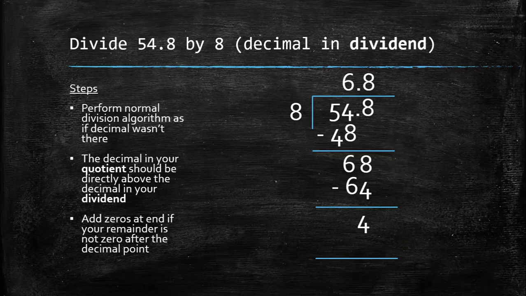So if we were just doing integers, maybe we would just say, you know, the answer is 68 with a remainder of 4. But we're doing decimals, so we want to keep going.